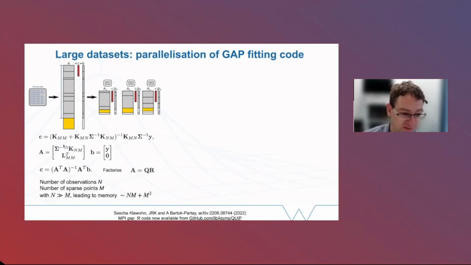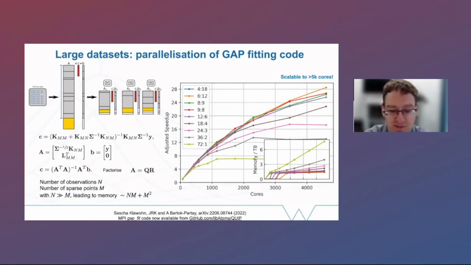We're trying to solve this linear system here, which is essentially a least squares problem that we solve by QR factorization. And what we do is distribute this matrix A into pieces and then use a library called ScaLAPACK to solve that linear system in parallel. This is also looking very encouraging and working very well. It scales very well up to a few thousand cores.